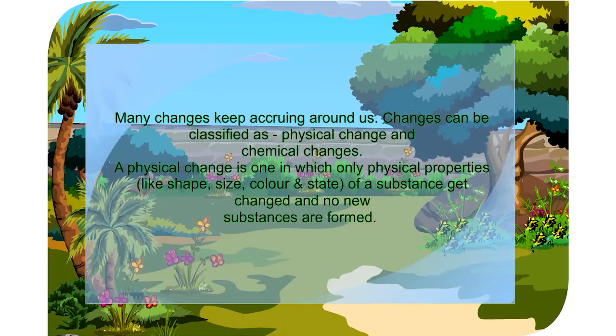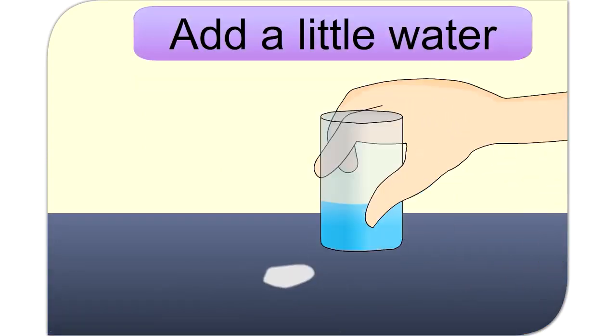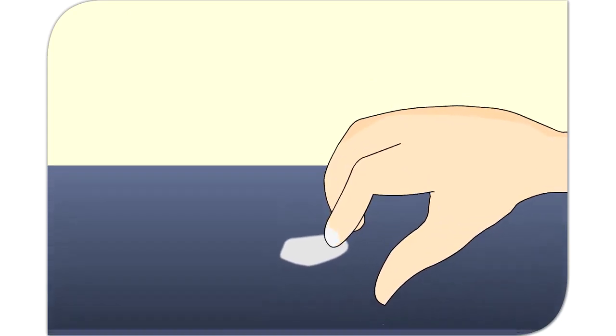Many changes keep occurring around us. Changes can be classified as physical changes and chemical changes. A physical change is one in which only physical properties like shape, size, color and state of a substance get changed and no new substances are formed. Take a piece of chalk and crush it. Add a little water to the chalk dust to make a paste. Roll this paste to make a piece of chalk and leave it to dry. You could recover the chalk from chalk dust.